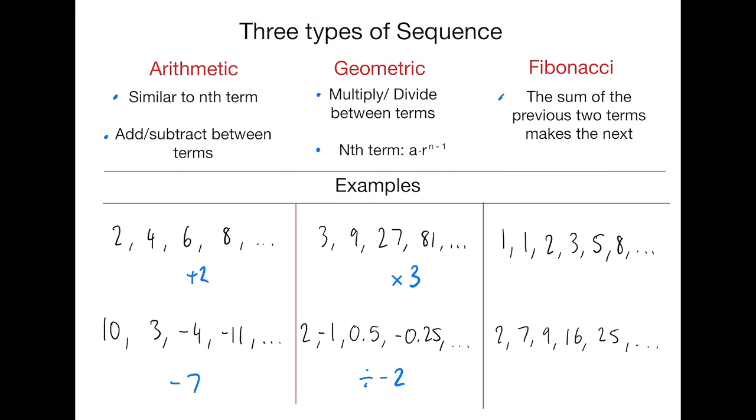Fibonacci, we take the sum of the previous 2, add them together to make the next number. So you can see 1 add 1 makes 2, 1 add 2 makes 3, 2 add 3 makes 5. I'll represent that with 2 add signs, and it's exactly the same rule for the bottom one as well. Any Fibonacci sequence you find will be following this same sequence.